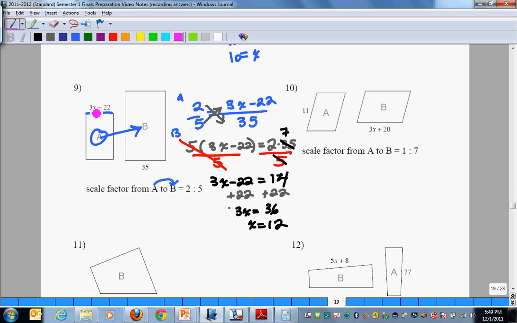Here's our check. 3 times 12 is 36. 36 minus 22 is going to be 14. And so we're going to go 14 and 35. 7 goes in there twice. 7 goes in there 5 times. Check, 2 to 5 ratio.